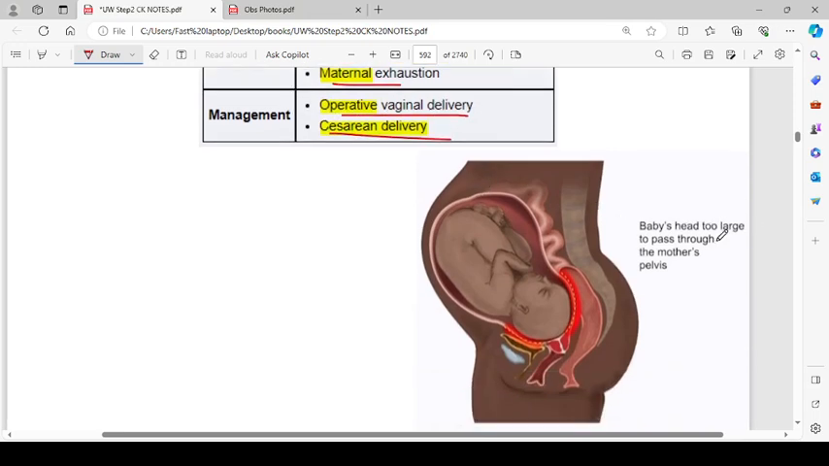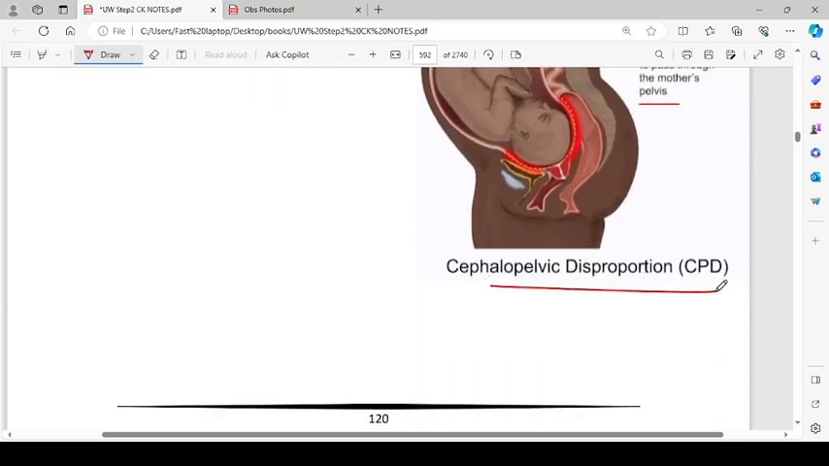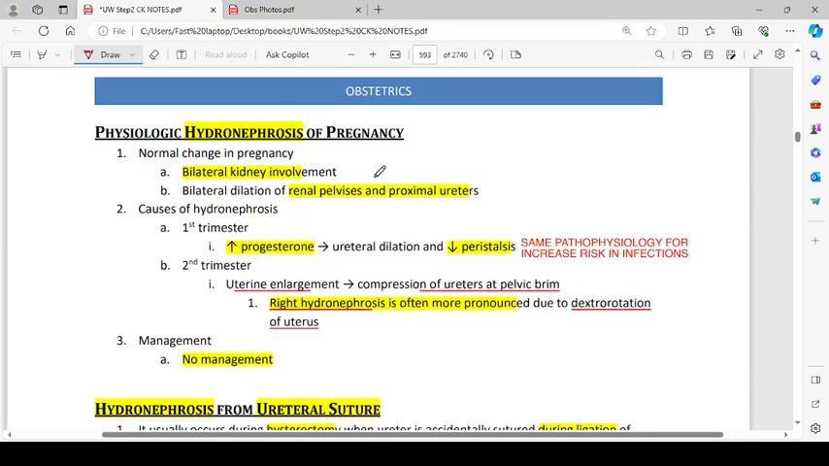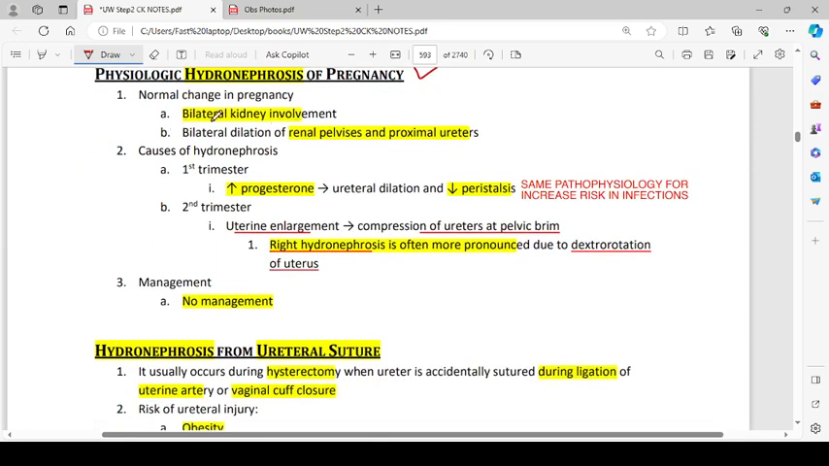Here you can see that the baby's head is too large to pass through the mother's pelvis. That is cephalopelvic disproportion. Physiologic hydronephrosis in pregnancy. Normal change in pregnancy is bilateral kidney involvement, bilateral dilation of renal pelvis, and proximal ureters. Causes of hydronephrosis in first trimester are increased progesterone, which leads to ureteral dilation and decreased peristalsis.